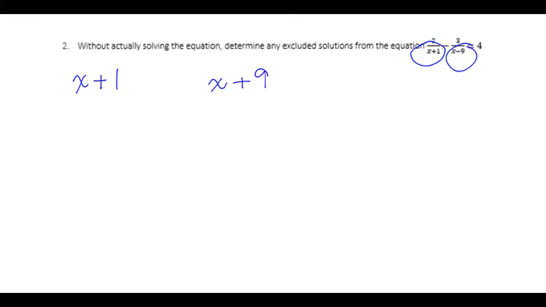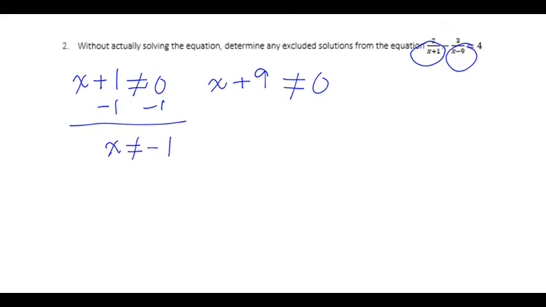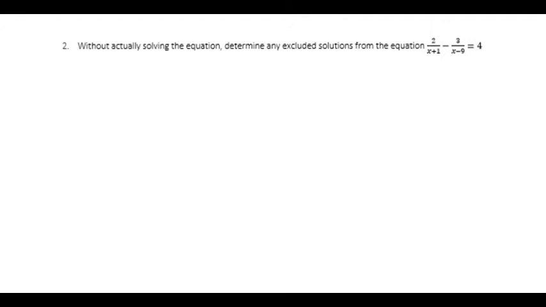And what I know about fractions is that I can't have 0 in the denominator. So x plus 1, the value of that denominator can't be 0, and x plus 9, the value of that denominator can't be 0 either. So you solve each of these like regular equations. Subtract 1, and I get that x can't equal -1. And here I get that x can't equal -9. Okay, so those are my restrictions to the equation, and they're also values that if I were to solve, I would have to exclude. They would be extraneous solutions to the problem.